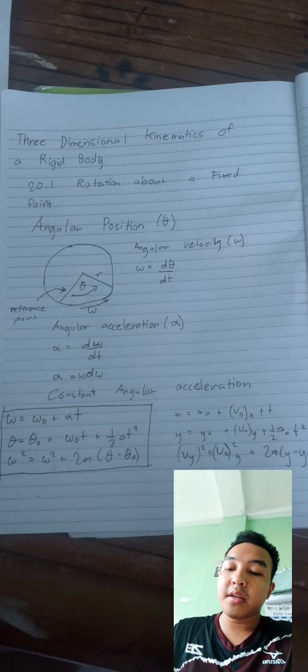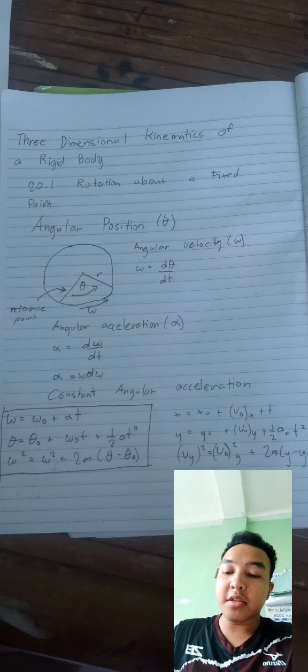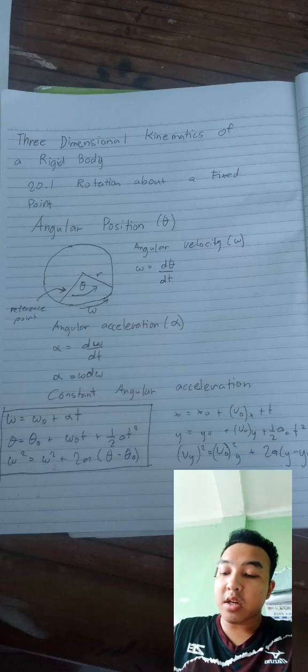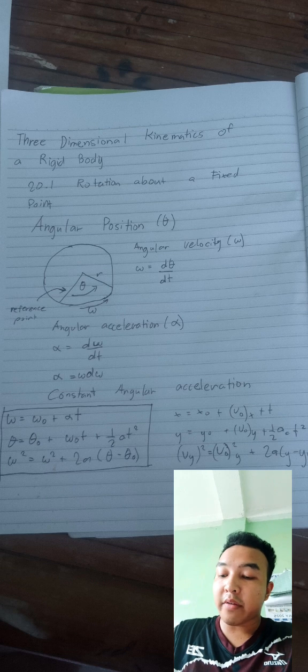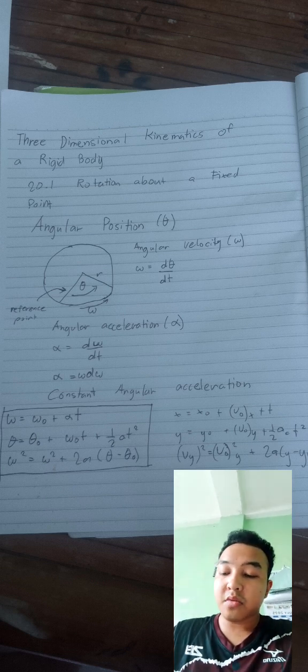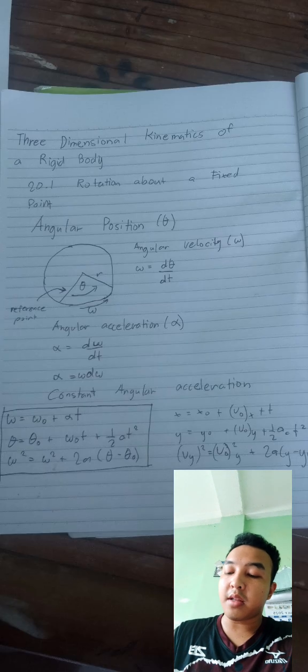The angular velocity is given by the change of theta, our angular position, over the change of time. Angular acceleration, given by the Greek letter alpha, is the change of angular velocity over time. We also have this equation which relates the angular velocity to the angular acceleration if time is eliminated.